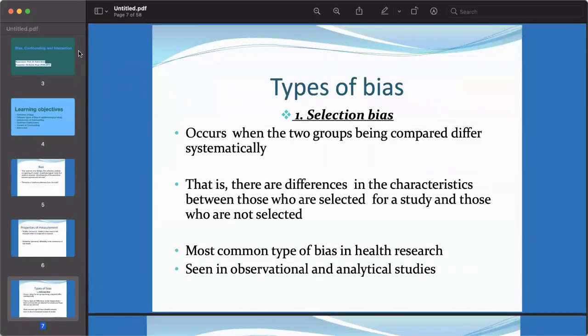Types of bias. Selection bias occurs when the two groups being compared differ systematically. That is, there are differences in the characteristics between those who are selected for a study and those who are not selected. It is among the most common types of bias in health research seen in observational and analytical studies.